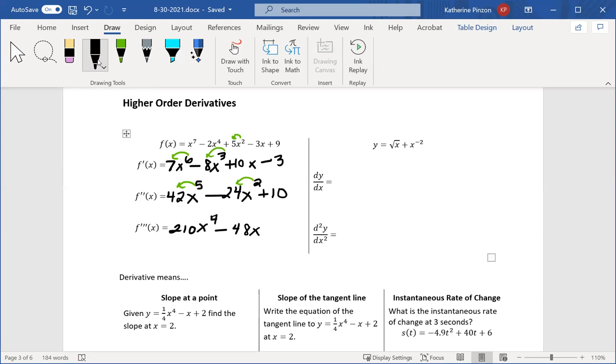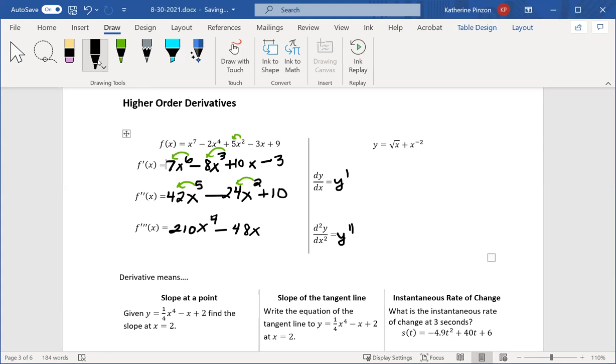One of them uses this notation with the primes. One of them uses this notation with the dy dx, d2y dx squared. I think the dy dx is really nice because it looks like a slope, right? It looks like a change in y over change in x. So when you're thinking about units, you're thinking the units of y over the units of x. This is the way we write second derivatives for Leibniz's notation. But really what this means is dy dx is the same as y prime, and d2y dx squared is the same as y double prime.